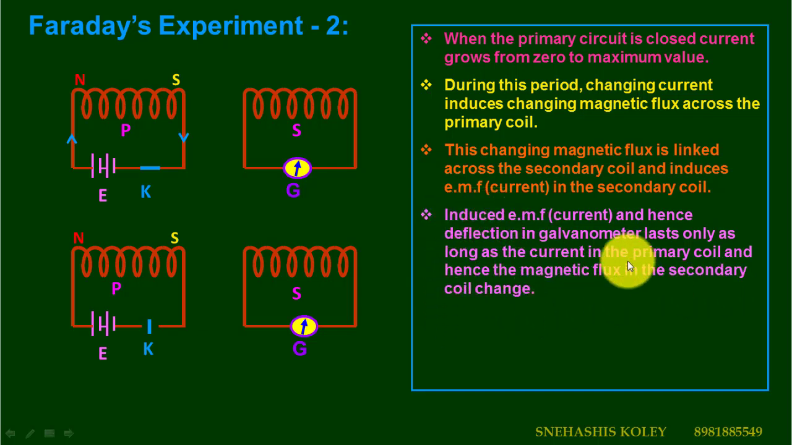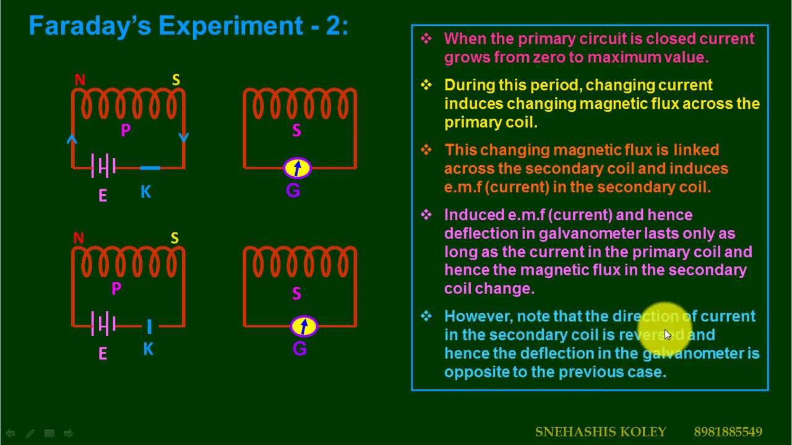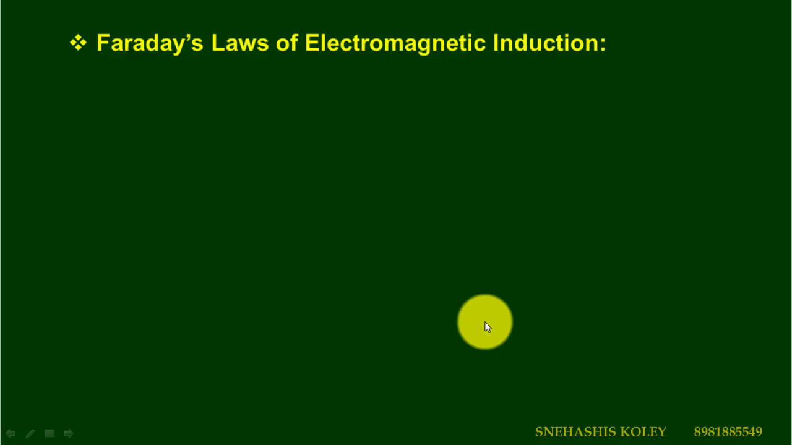So there will be an induced EMF. When there is no change, there will be no induced EMF. As you can see, the current is still flowing, but there is no induced current or induced EMF. However, note that if the direction of the current in the primary coil is reversed, as you can see here, the deflection of the galvanometer is opposite to the previous case.